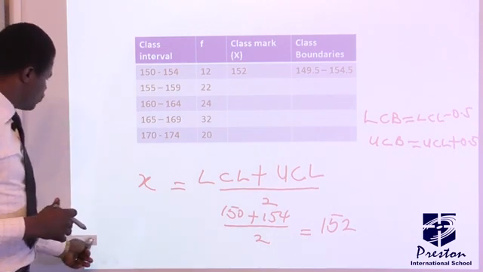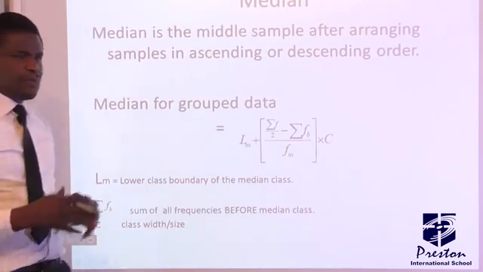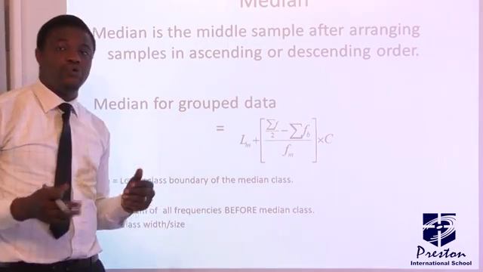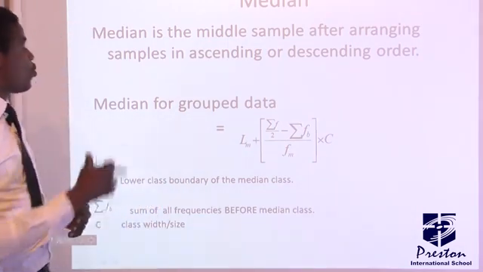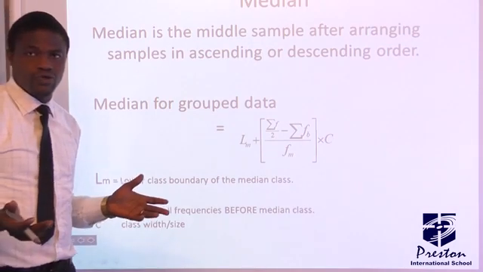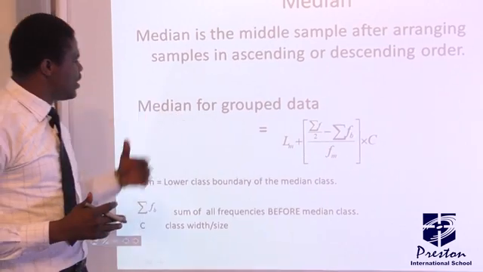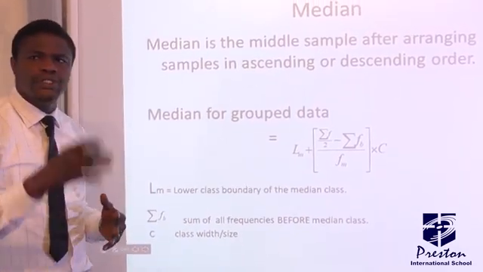Now, let us move to median. Median is the middle sample after arranging samples in ascending or descending order. But the most important is when we want to calculate median for grouped data.